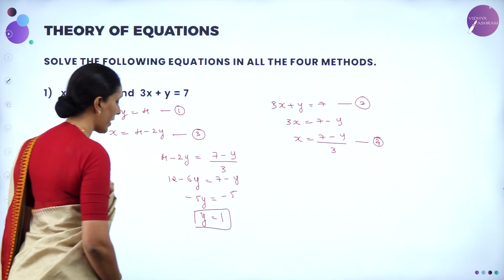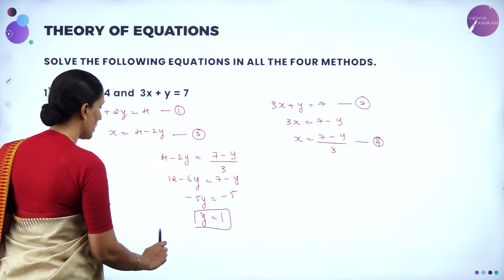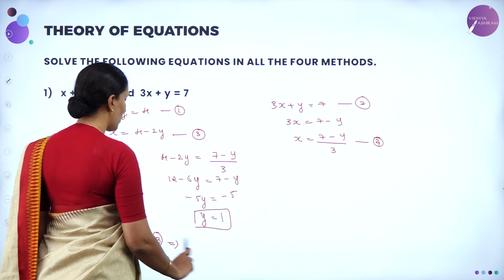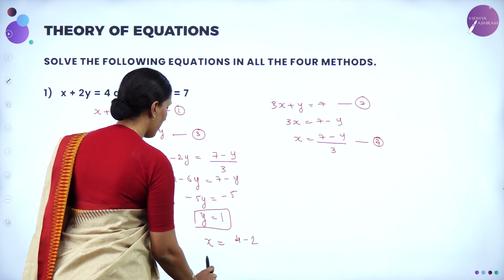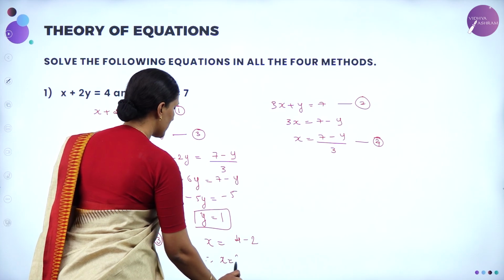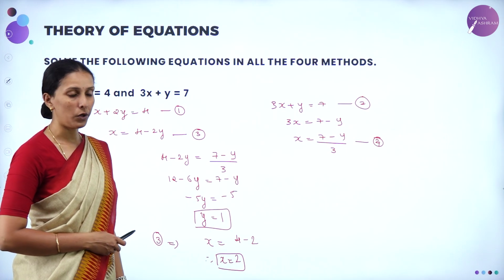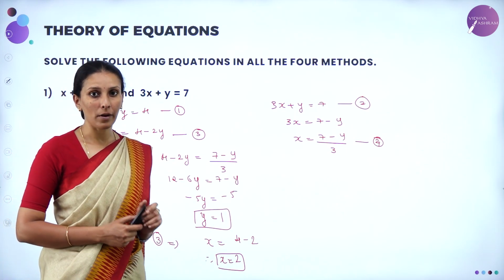Now since we got y = 1, put y = 1 in any one of the equations. So let me substitute in equation 3. If you substitute y = 1 here, then we'll get x = 4 − 2. So therefore, the value of x is 2. Thus, we'll get the solution as x = 2 and y = 1. So this is called the method of comparison.